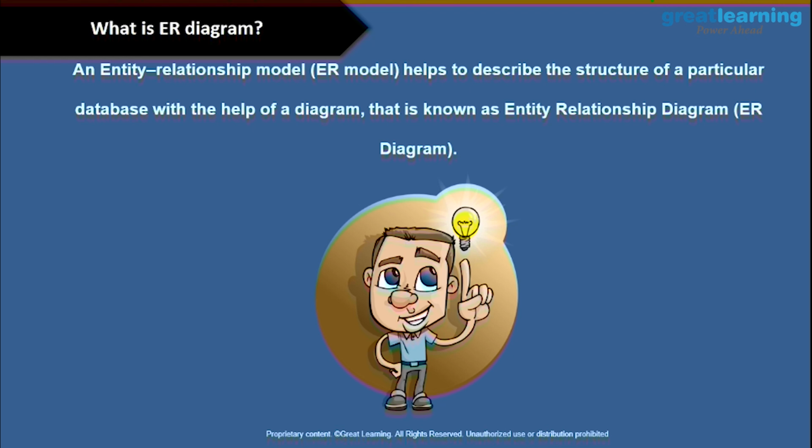An ER diagram is basically an entity relationship model, which is in short known as ER model. It helps to describe the structure of a particular database with the help of a diagram. Yes, it's like a diagram, that is known as entity relationship diagram, or in short ER diagram. Right? So now we are going to talk about how this diagram is actually going to help us to make our databases, right? Is it interesting? I know it's an interesting part, and if you have a good knowledge of this part, yes, database is all in your hand, right?